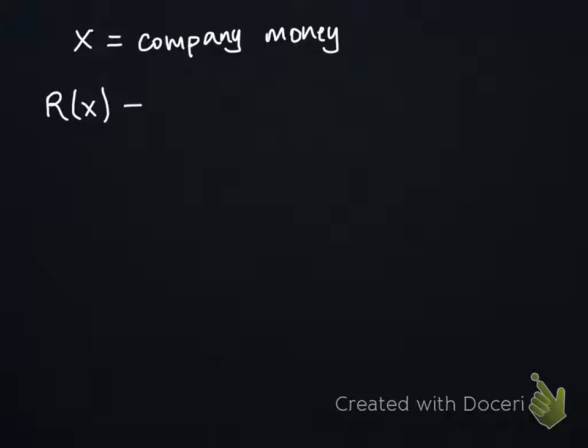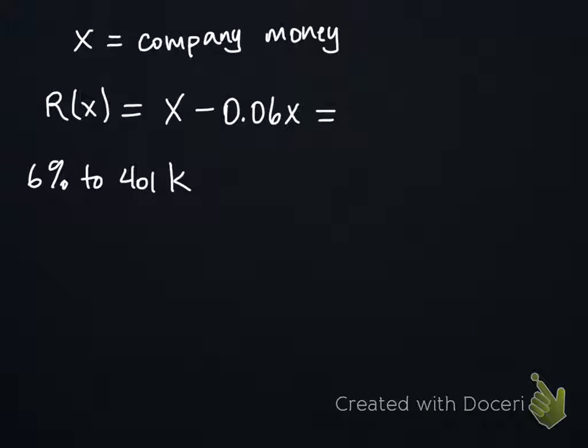So let's say you're putting 6% into your retirement. So 6% to 401k. Sounds like a chess move, but no, okay. So this means that whatever you make, that's your X, you're going to subtract 6%. Well, 6% is 0.06, right? 0.06 times your X. So your R of X is really 0.94x. That's what's left over after they take out your 6% for your 401k.